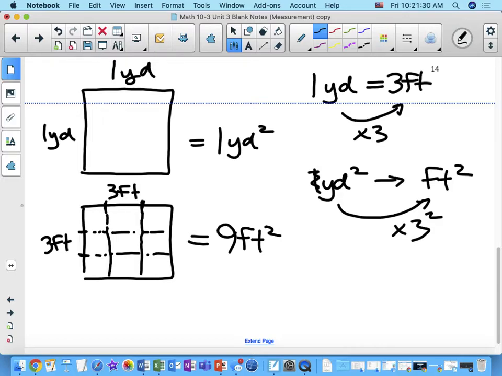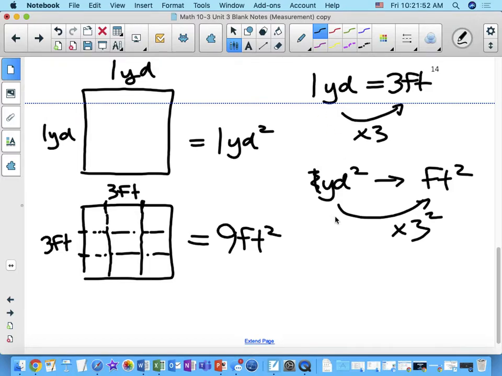Okay? Now, a lot of people, though, forget about that. So unless you consistently do that correctly every single time and never make a mistake on that, what I'd prefer that you do is convert the individual lengths first and then calculate the area. Does that make sense? Okay.